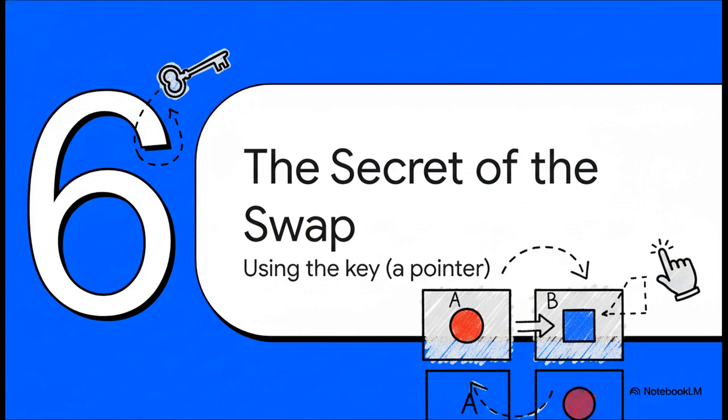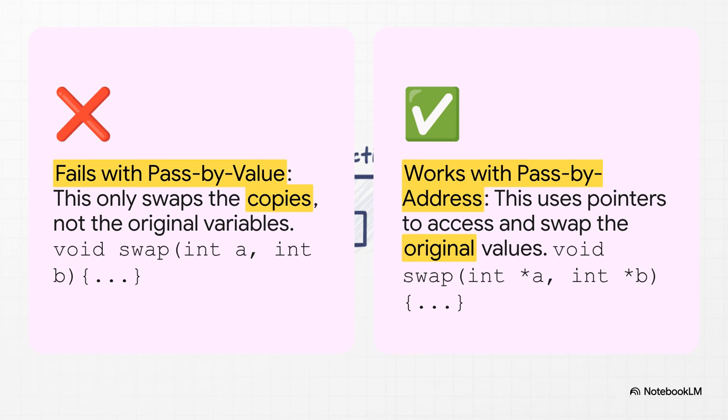And we'll use a classic programming example to do it, swapping the values of two different variables. On the left, you can see the attempt that's doomed to fail. That function just gets copies, so it swaps the copies, and the originals stay exactly where they were. But on the right, that's the solution. You see those little asterisks, those little stars? That's the magic. That's how we tell the function, hey, don't expect a value this time. I'm sending you a key, a memory address.